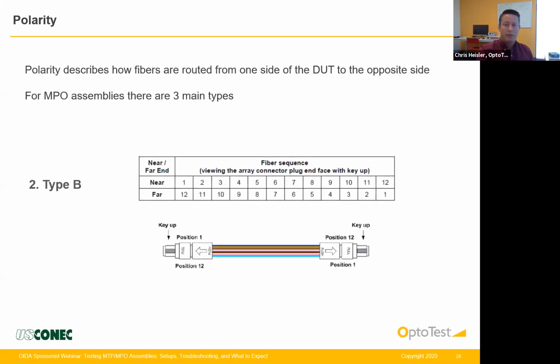Type B is a component that creates a transposition of positions. This is a key up to key up assembly. Position 1 of one side goes to position 12 of the other side. Position 2 to position 11, and so on. Type C is a type A component with pairwise flips. One side is key up and the other side is key down. Position 1 of one side goes to position 2 of the other, and position 2 to 1, and so on.